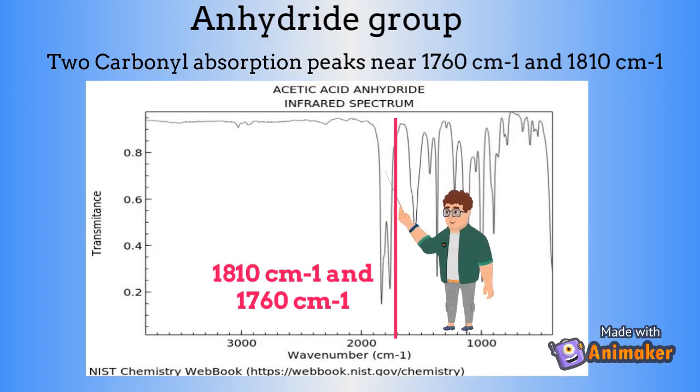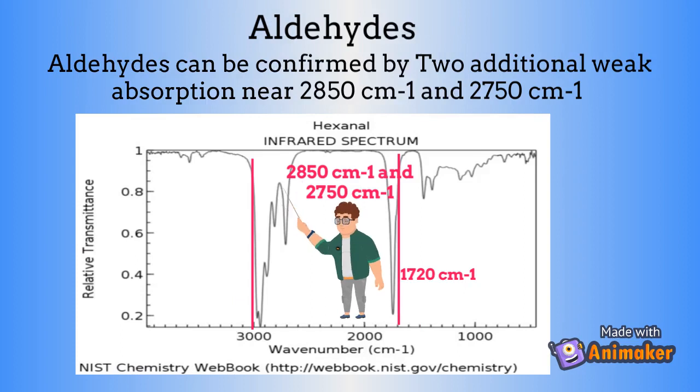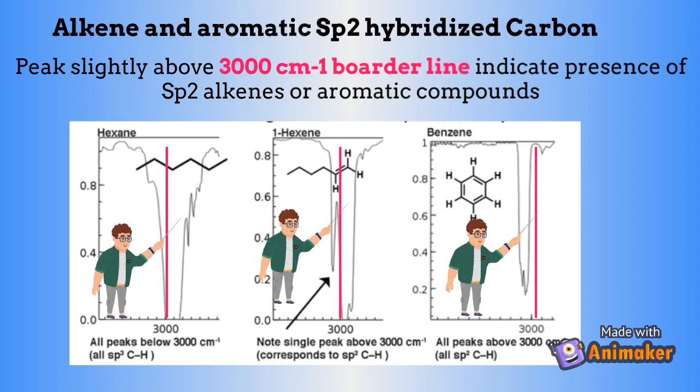Anhydrides can be identified by double sword-like peaks near 1760 cm inverse and 1810 cm inverse. Aldehydes can be confirmed by 2 additional weak absorptions near 2850 cm inverse and 2750 cm inverse, adjacent to the aliphatic group peaks. A line at 3000 cm inverse is a borderline for alkenes and alkanes.